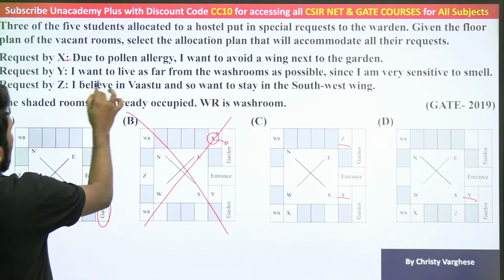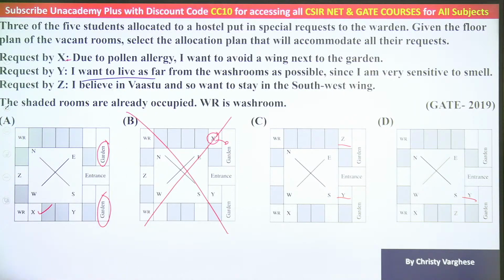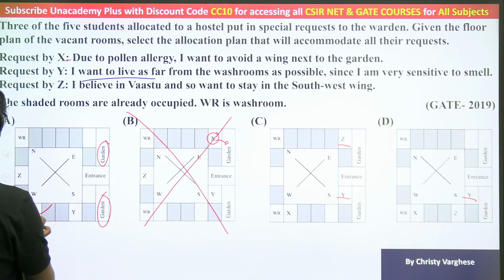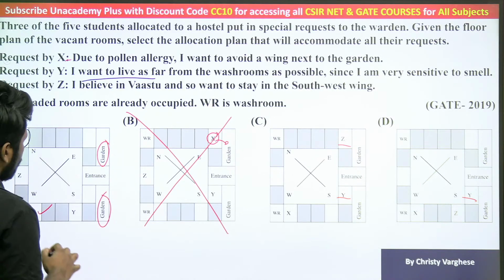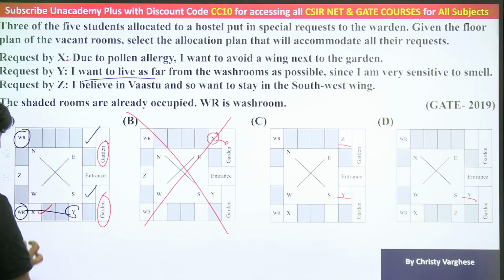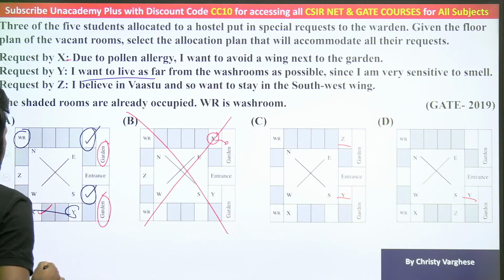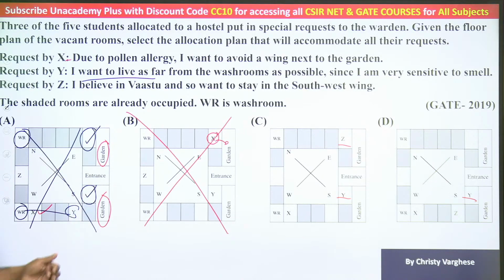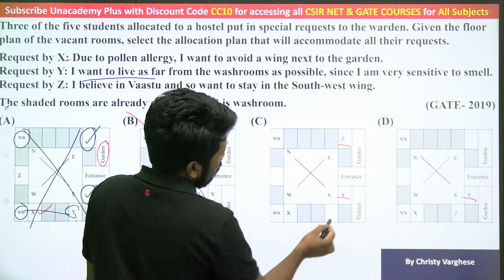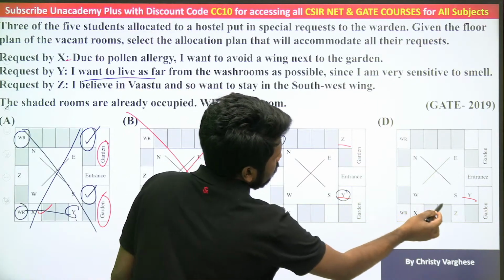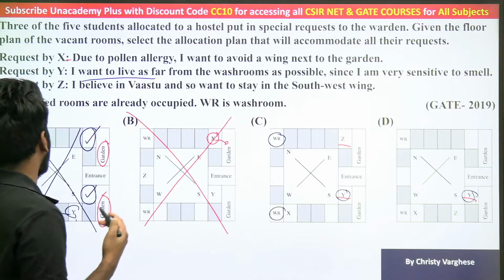Next request. Y is saying, I want to live as far from the washrooms as possible since I am very sensitive to smell. So the remaining 3 options. There are 2 washrooms. This is a washroom. This is also a washroom. As far from the washroom means this position and this position is okay. This is still closer. These 2 are the best choices now, as far from both the washrooms. So definitely option A is wrong, because in option A, Y is near this washroom. And here, let us check this. Yes, this is a far away place from these 2 washrooms. That is okay. And this one also is okay with respect to Y's request.